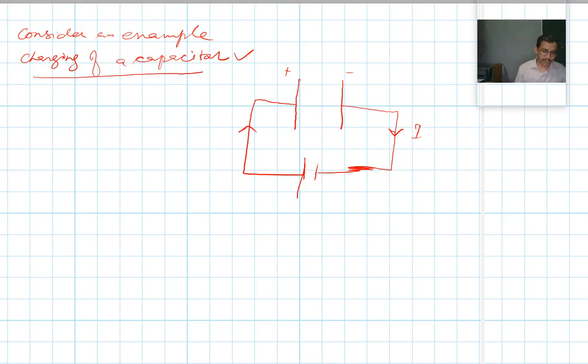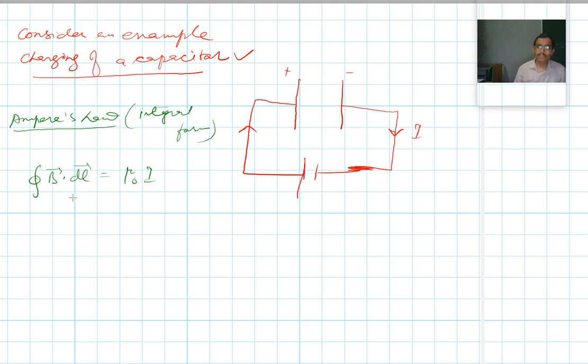And let us recall Ampere's law, or simply, as some books call it, Ampere's circular law. I am considering its integral form. The closed line integral of magnetic field is mu naught times the current threading through it. There are two different ways to look at this law.